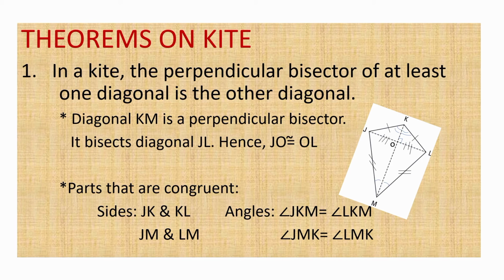Another thing, your diagonal KM bisects the opposite angles. So to mention the other parts that are congruent, we have side JK and KL are congruent, side JM and side LM are congruent. And for the angles, we can say that angle JKM is congruent to angle LKM and angle JMK is congruent to angle LMK.